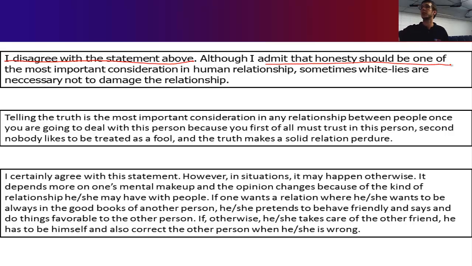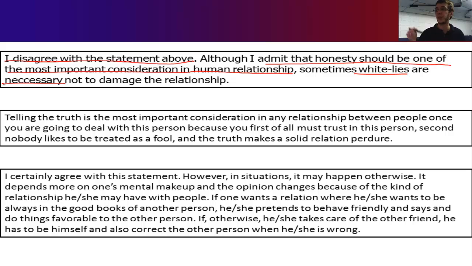You can see, however, honesty should be one of the most important considerations in human relationships. Sometimes white lies are necessary. This is the thesis, or is it? No, the hook is longer. But from the first sentence, I don't want to finish. So it's important to keep your hook, your beginning of the essay, appealing to your reader.